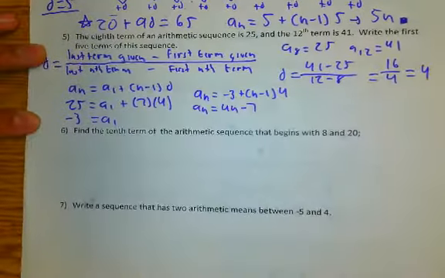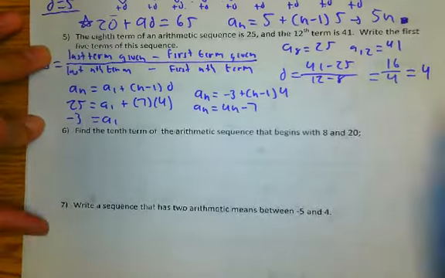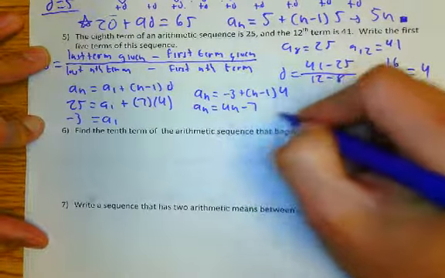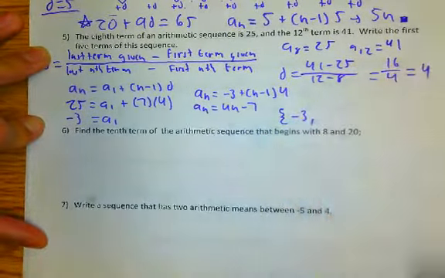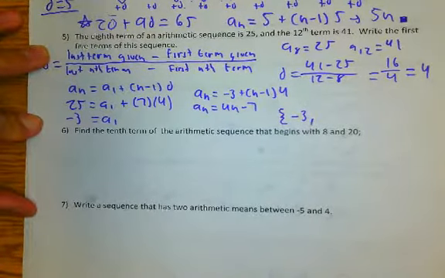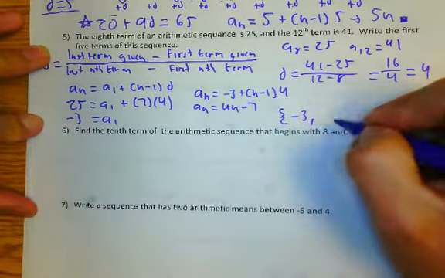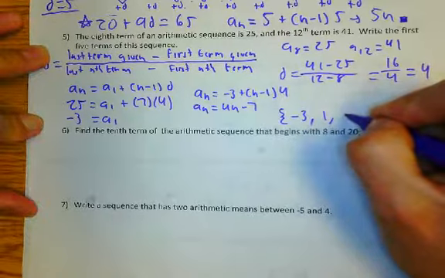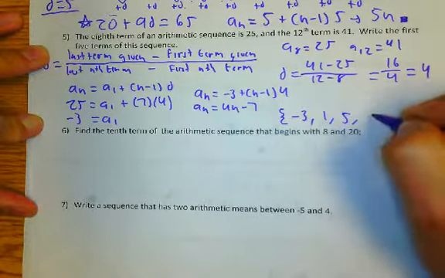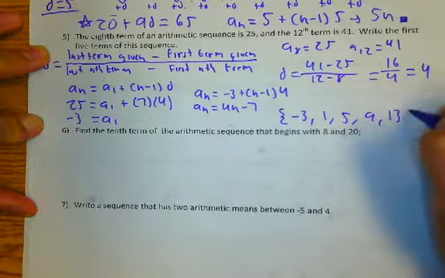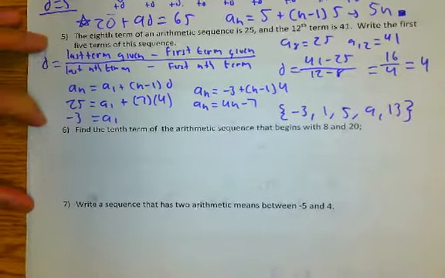Well, I know that the first term is negative 3. And what's the common difference? 4. So what's the next one? 1, 5, 9, 13. And I'm done. Cool? Alright. This one's a little bit different.